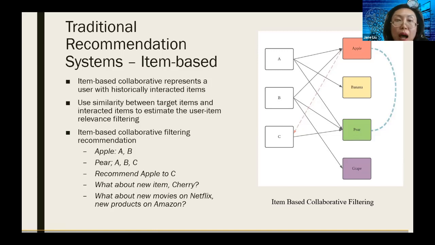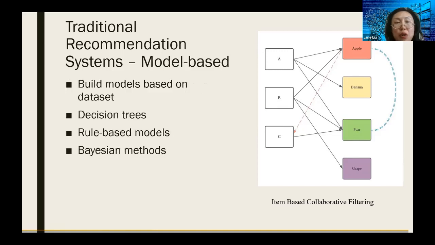There are also other approaches which are model-based. That's also based on the user-item relationship. The user-based and item-based approaches are memory-based algorithms for traditional recommendation systems. Model-based approaches are based on the data, trying to use certain models like decision trees, rule-based models, or Bayes methods to generate a model to make the recommendation.